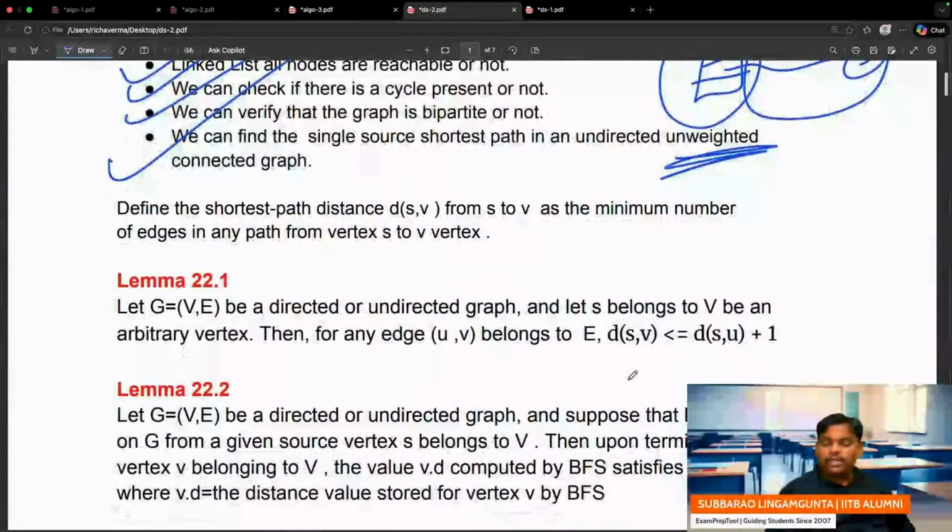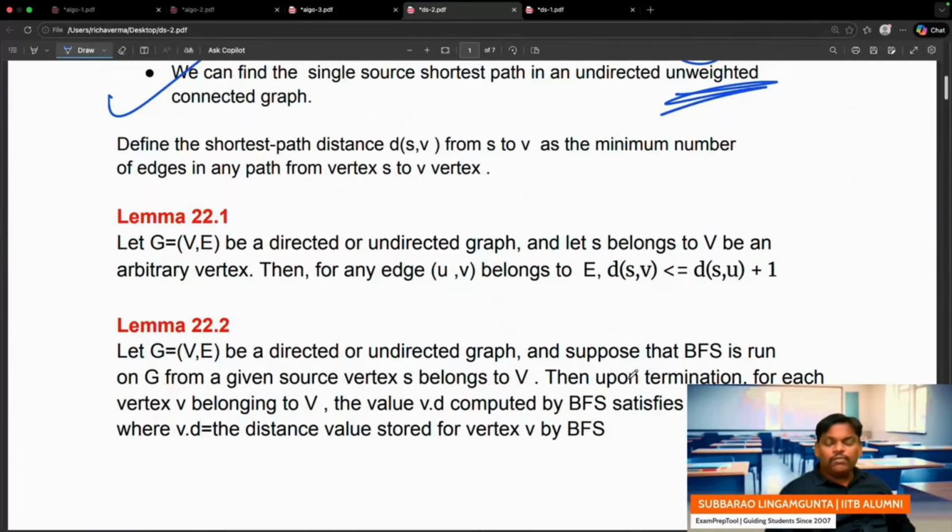Next one, some theorems are there. Please be careful. These are very, very important. They are copied from core math.